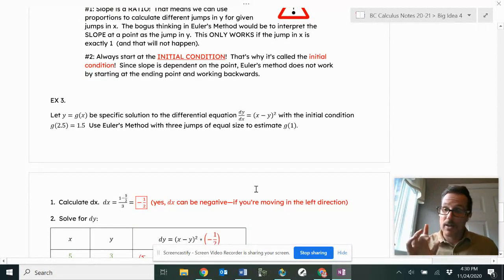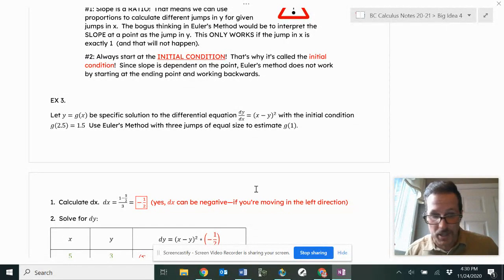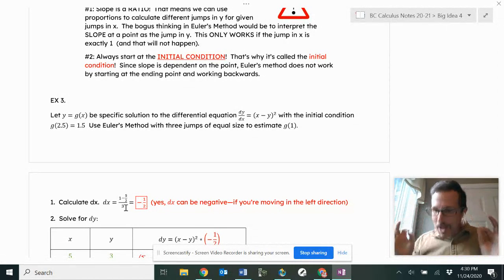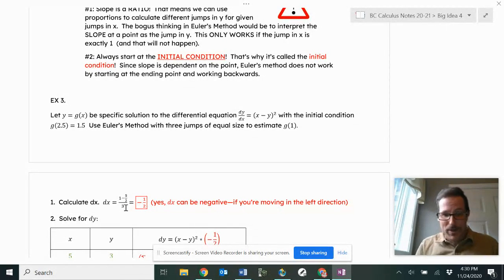Okay, here we go. Calculate dx. Well, dx is where we want to get minus where we started, divided by the number of jumps. So I want to get to 1. I started at 2.5. Divide that by 3, and you get that each jump is -1/2. Yes, you can jump backwards. Isn't that fun? dx is just -1/2. That's all there is to it.